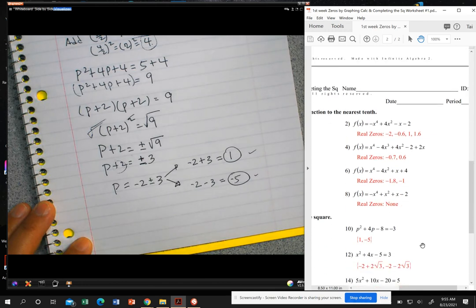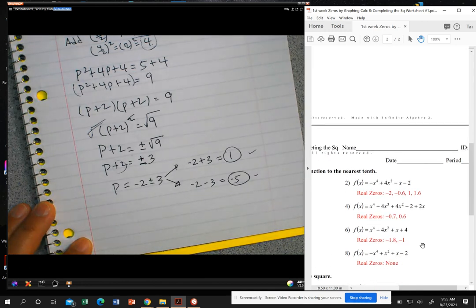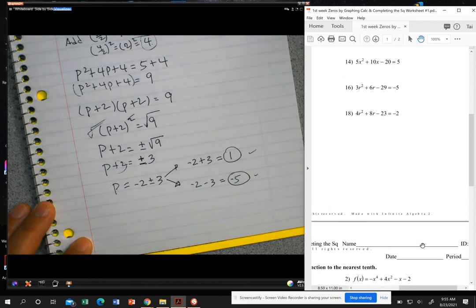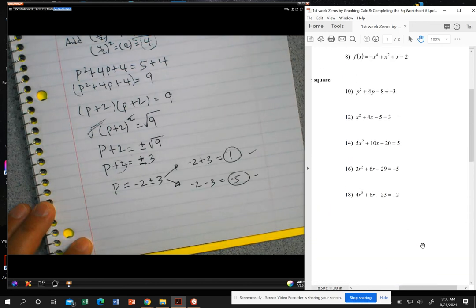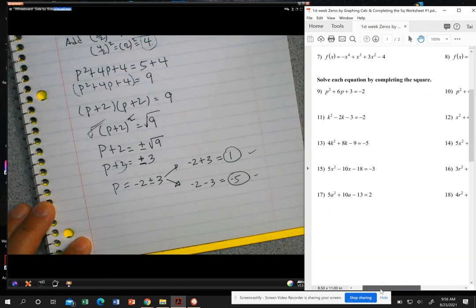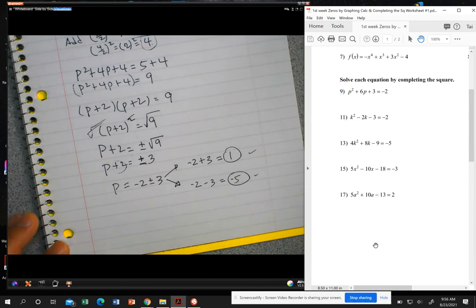Alright, 1 and negative 5. How many of you got that? Good, excellent. So now we know how to use completing the square. You need to know how to do this in chapter 2 of our calculus section. Okay? Chapter 2. You need to know completing the square.